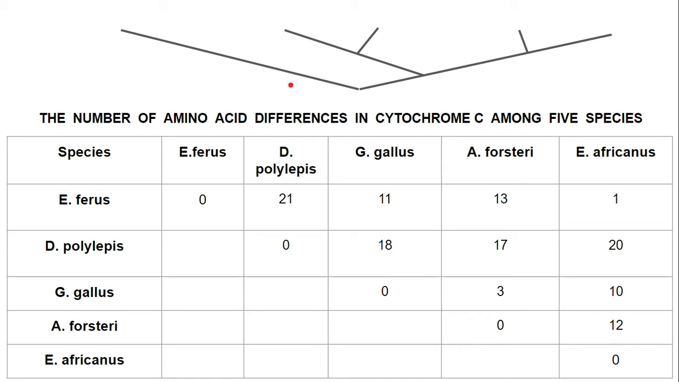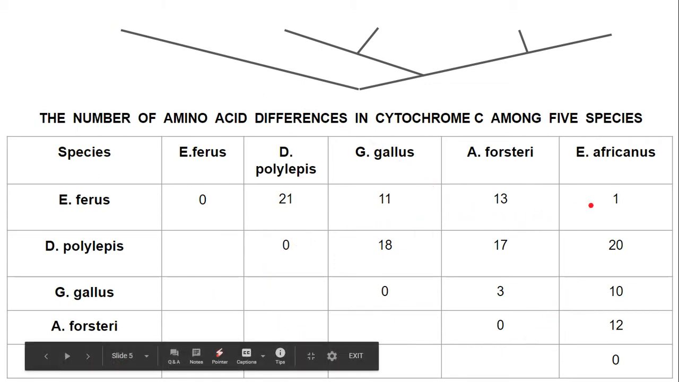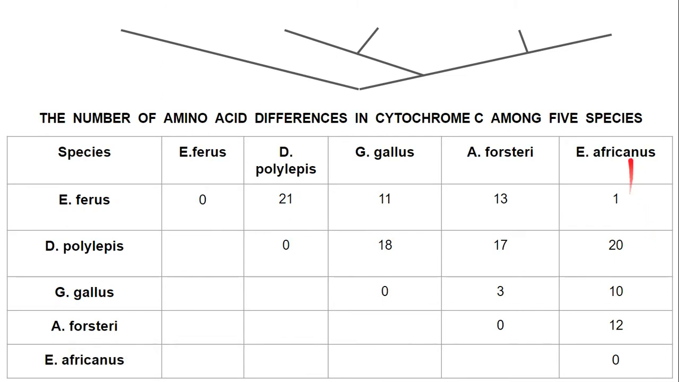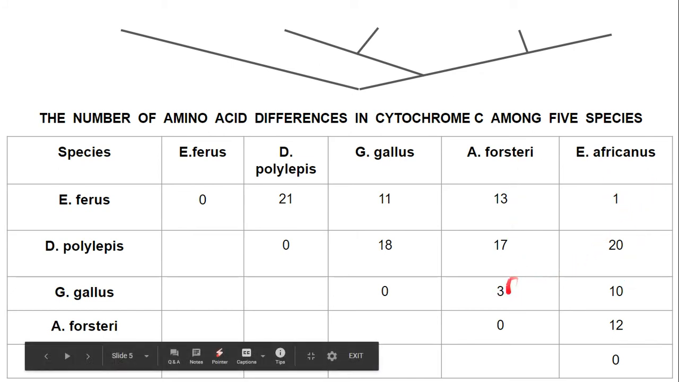So the very first thing I need to do for me is I put the numbers on the other side. Sometimes it's difficult for me when it's only half filled out to find that out group. So if I'm looking at it just like this, okay, I know this Africanus and this Ferris are not the out group because they've got a 1 here. Forsteri and Gallus are not the out group because they have a 3.